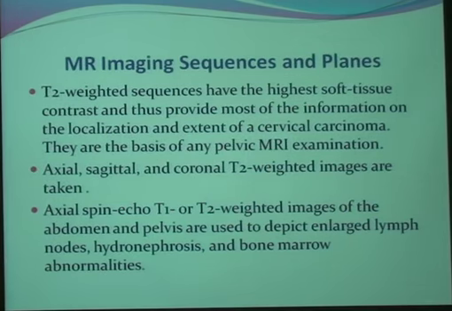The golden sequence in imaging of the pelvis is the T2 weighted imaging. We take it in 3 main planes: axial, sagittal, and coronal. We also take axial T1 or T2 of the abdomen and the pelvis. This is to detect metastasis, enlarged lymph nodes, hydronephrosis, and bone marrow abnormalities.